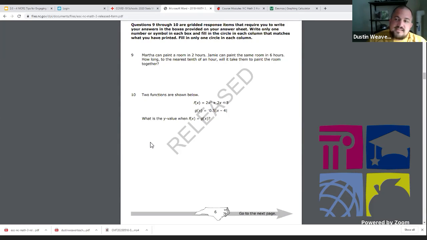Number 9, this is our work problem. This should be kind of familiar, something we just did not long ago in rational equations. Martha can paint a room in 2 hours. Let's see if we remember this one. So Martha can paint a room in 2 hours, so 1 over 2x, plus Jamie can paint the same room in 6 hours, so 1 over 6x, equals the entire room, 1.